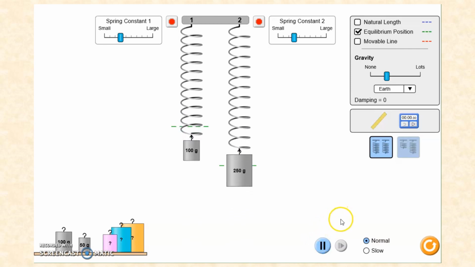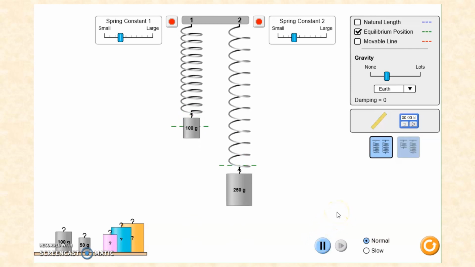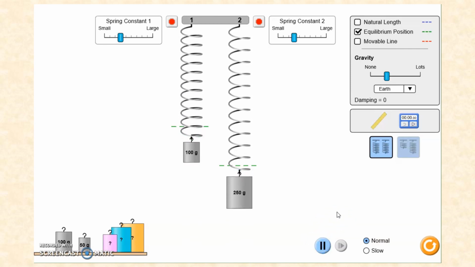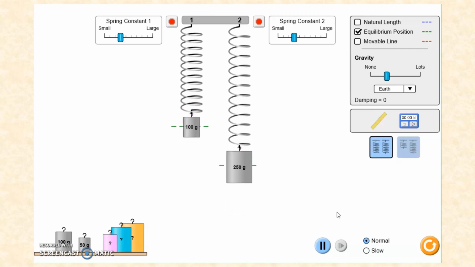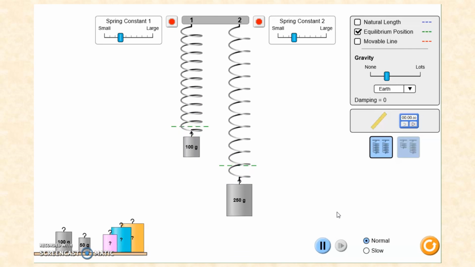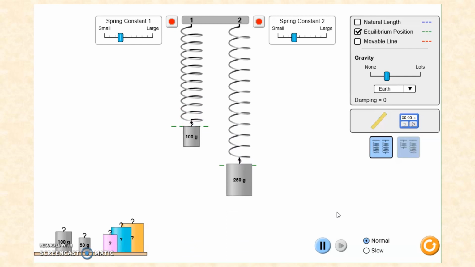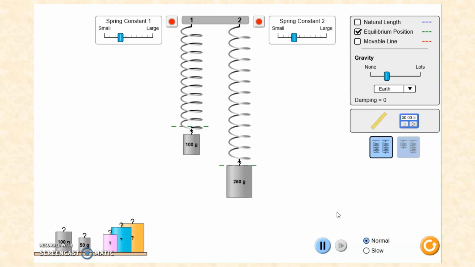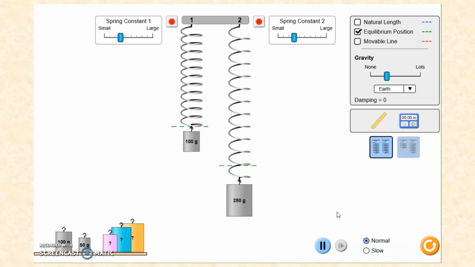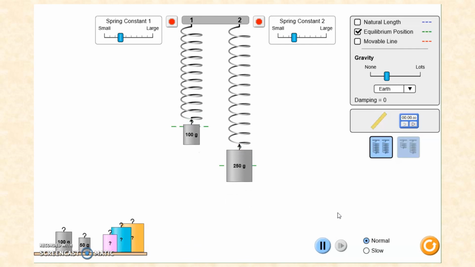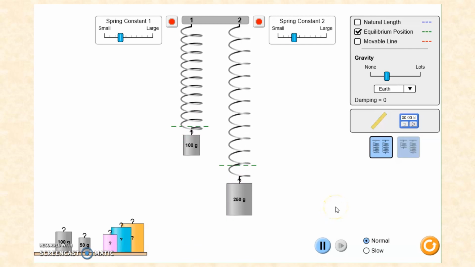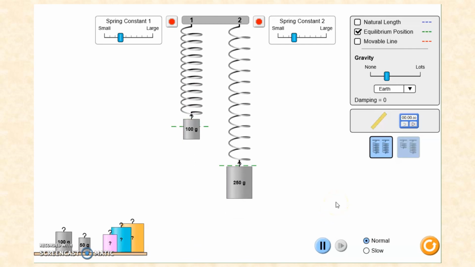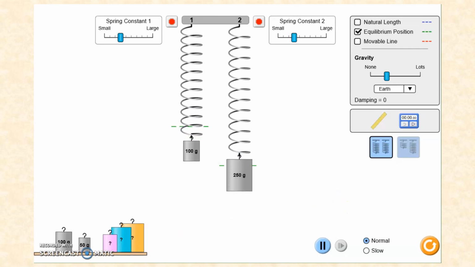So hopefully you all agree here that the mass on the right, the spring with the larger mass, has a greater period of vibration. It looks like there is a direct relationship between the mass on the end of the spring and the period of vibration, the amount of time it takes for the mass in the spring to make one complete vibration or one complete oscillation.